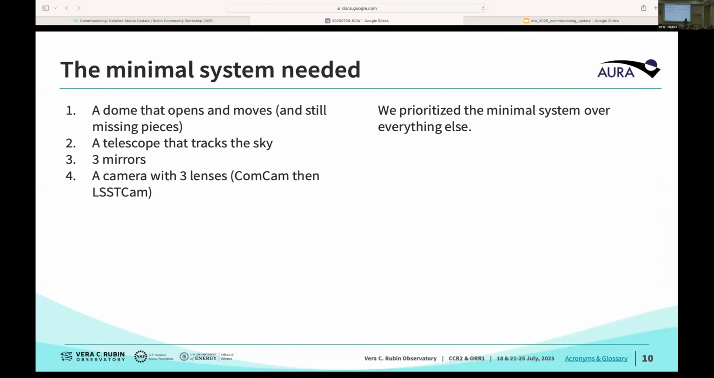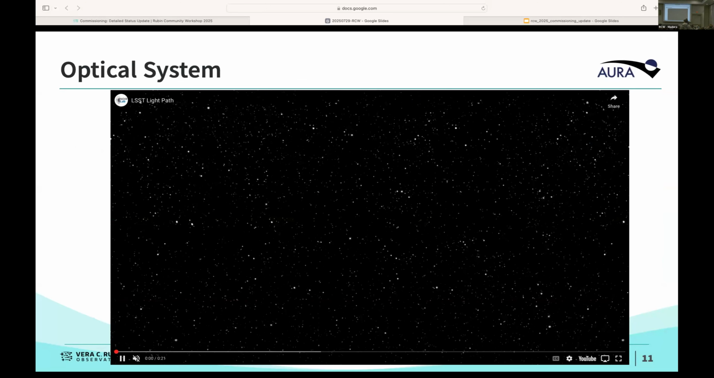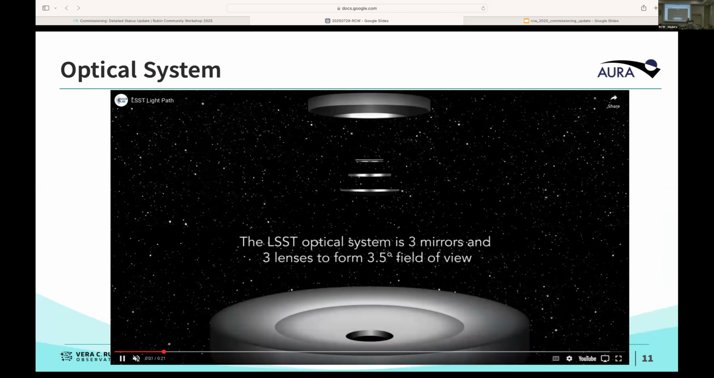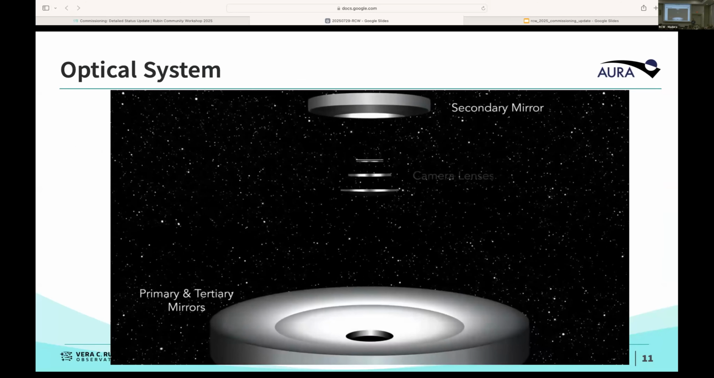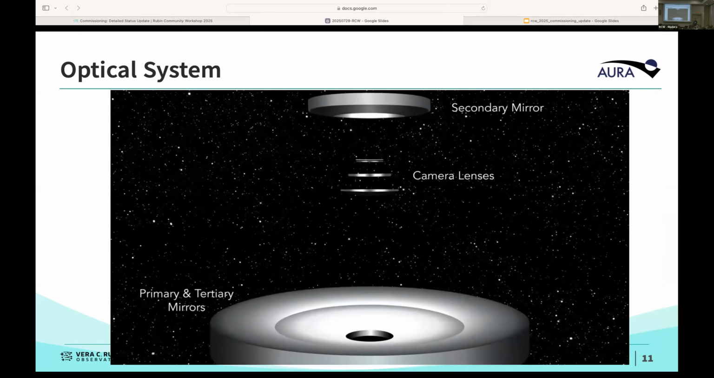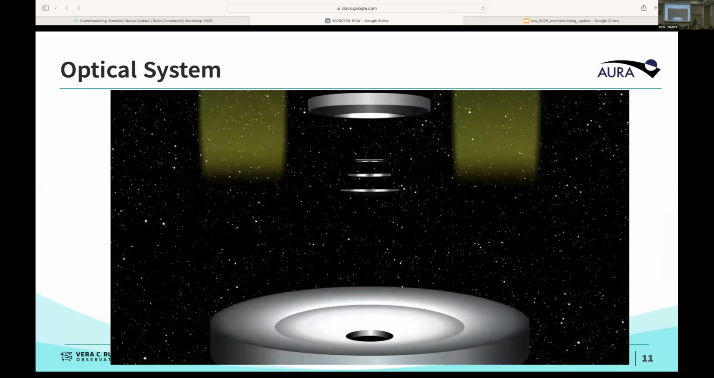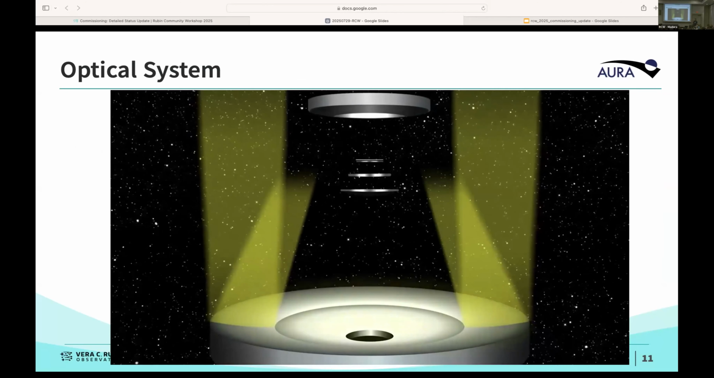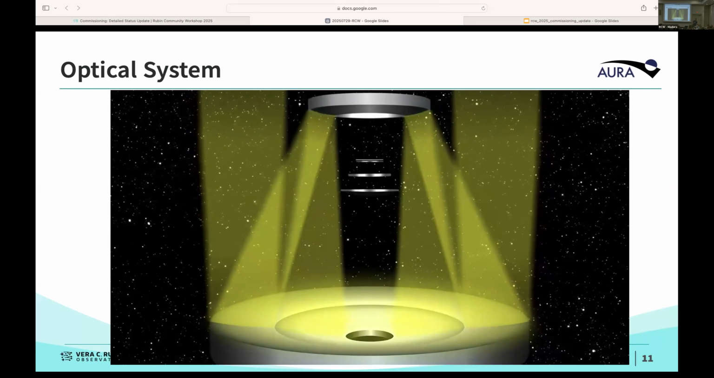All right, so what I really want to take you through is the minimal system that you need to take data on the sky. And we, as a project, really focused on this portion of things so that we get on sky as soon as possible. Other things actually got delayed because we prioritized getting some data into the hands of the community. To do the science that we do, you need a telescope that moves and tracks the sky. You need a dome that opens and tracks the sky. And then you need 3 mirrors and 3 lenses and a focal plane. And so it's pretty simple.